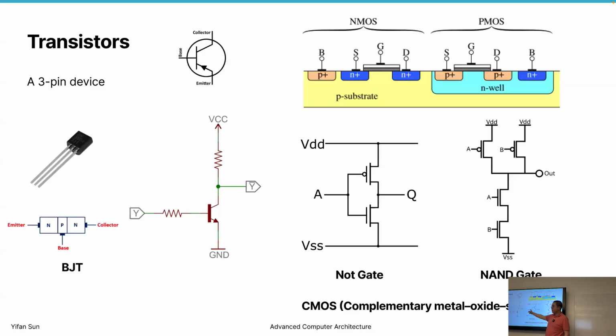Let's say A is 1. VSS is ground, 0 volt. VDD is 1, 5 volt or 1.3 volt. It depends on the definition. Sometimes it's 12 volt. Then if A is 1, this part is not connected, and this part is connected. When it's not connected, just ignore this part. Just assume this part is not even there. Then this part is connected with Q, so Q will equal VSS.